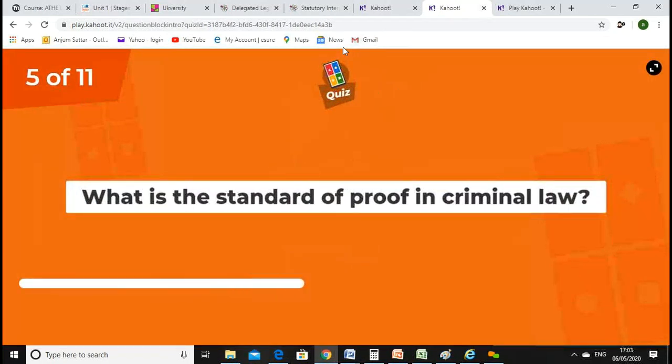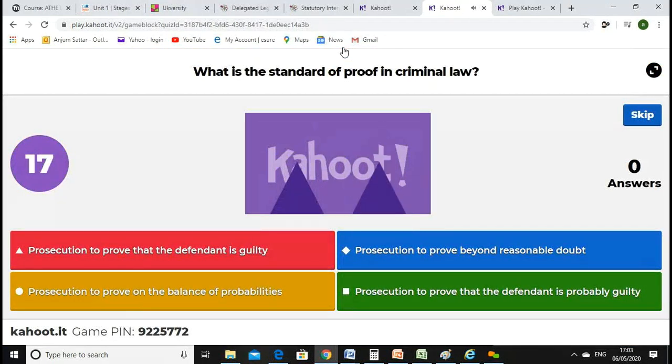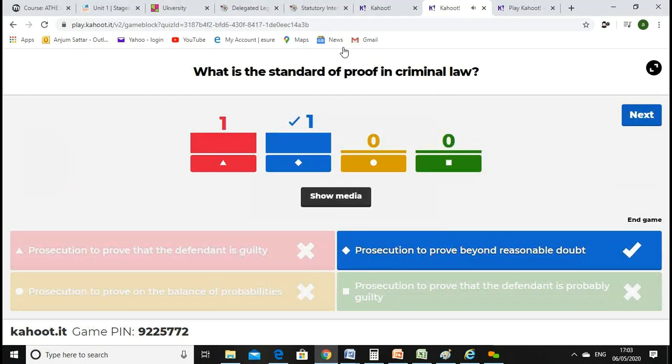Which standard of proof applies in criminal law? Quickly, 10 seconds left. Prosecution must prove beyond reasonable doubt. If there is a doubt, it can't be charged as a crime. There is a doubt, so we need clear proof for it.